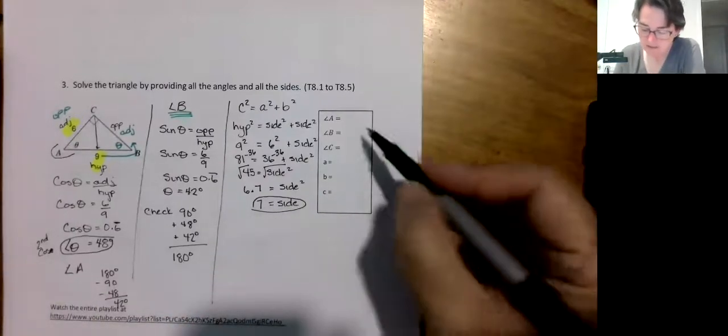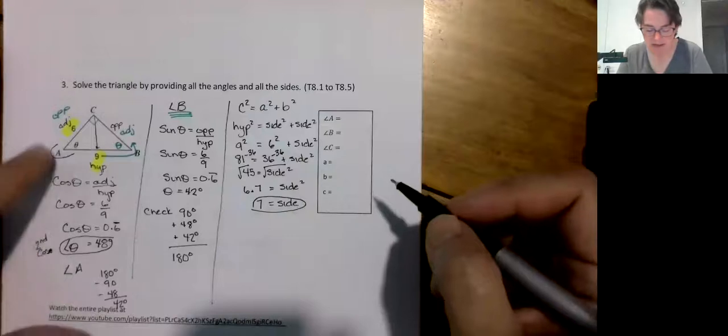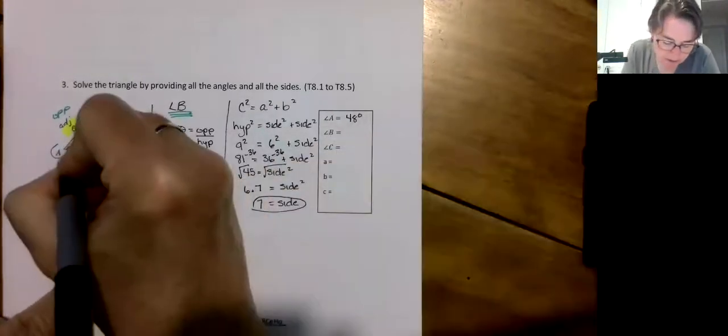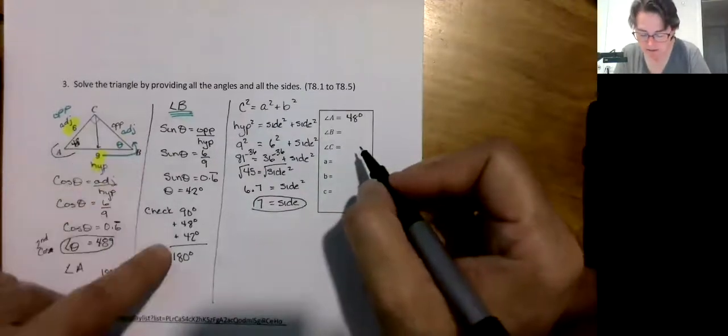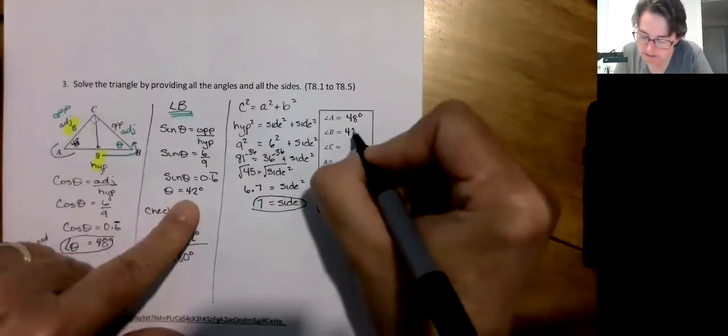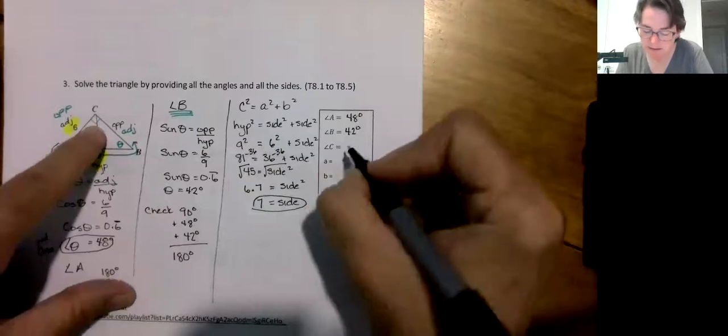Now, let's fill in this little chart. So angle A, we said, was 48 degrees. I'm going to put it in there. It's kind of messy. Angle B, we said, was 42 degrees. And angle C was a gimme because it's 90.